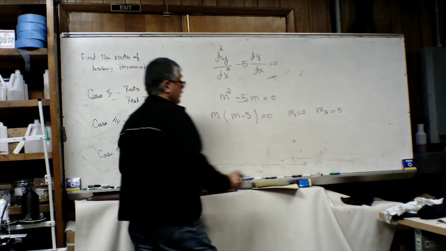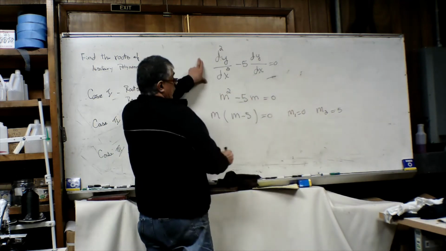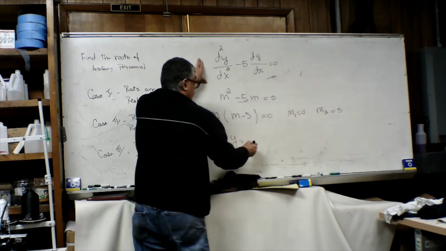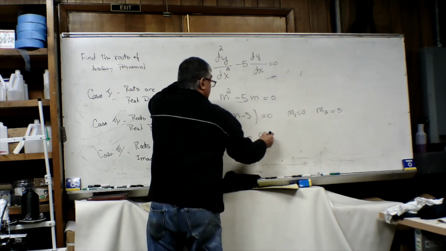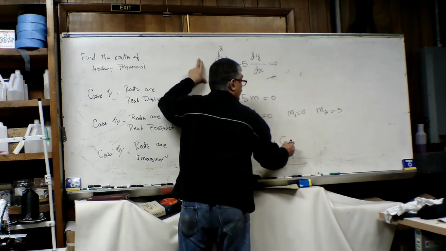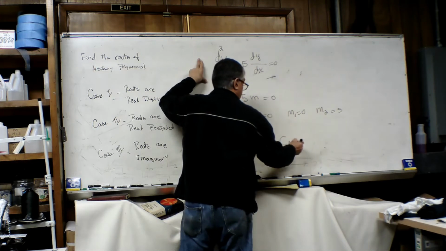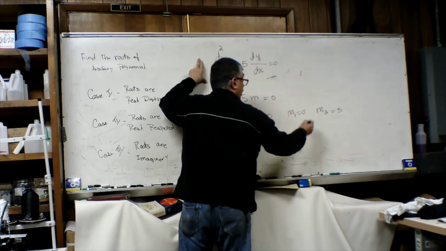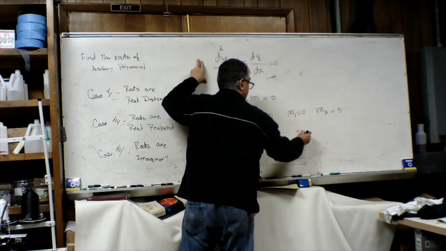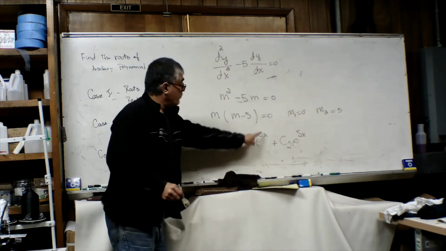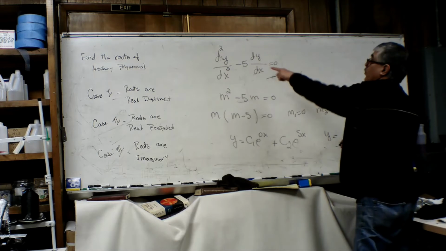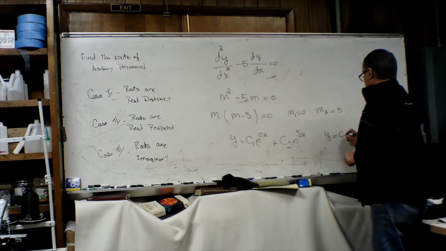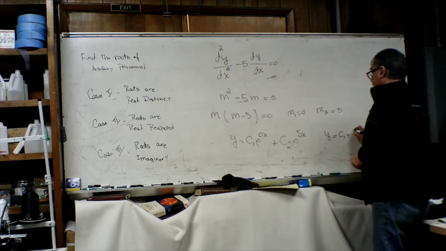So the general solution for this differential equation will be equal to c1 e to power m1x, which is 0x, plus c2 e to power 5x, where e to power 0 is 1. So the general solution for that differential equation will be y equal to c1 plus c2 e to power 5x.